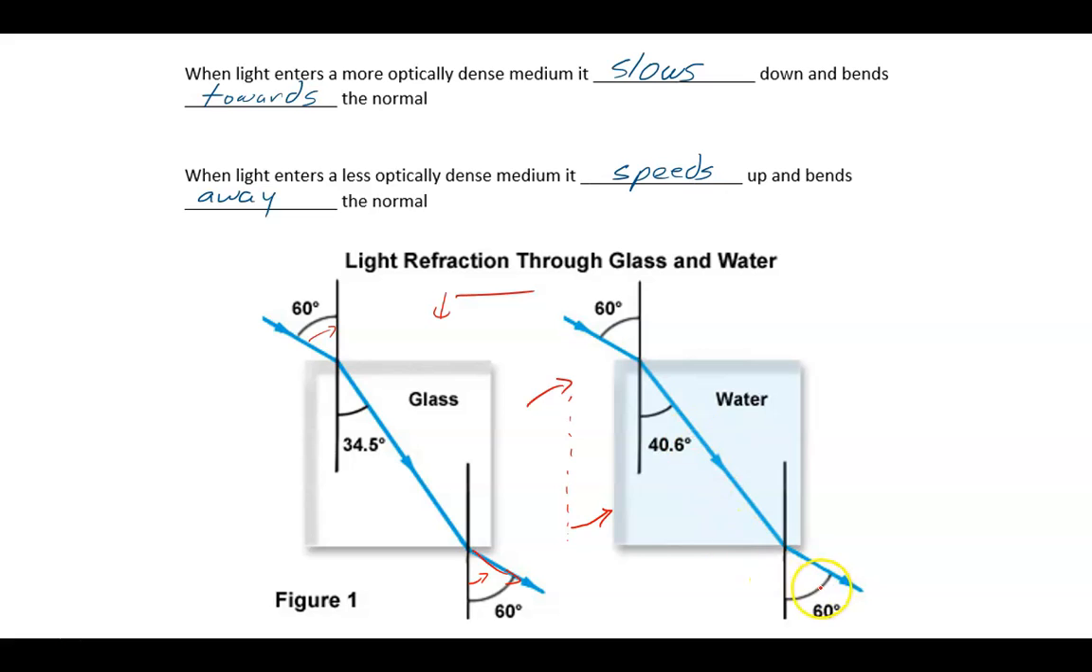A similar thing happens with light going from air into water. You'll notice that the angles are slightly different. It doesn't bend quite as much, but you still see the same thing, where it bends towards the normal as it enters the more dense medium and away as it moves to the less dense medium.